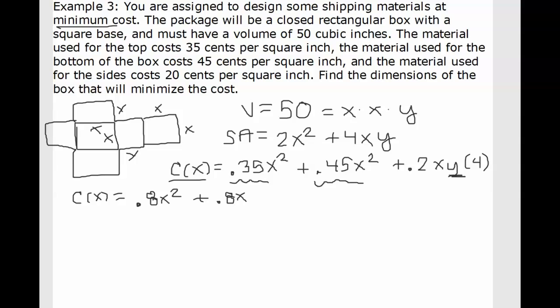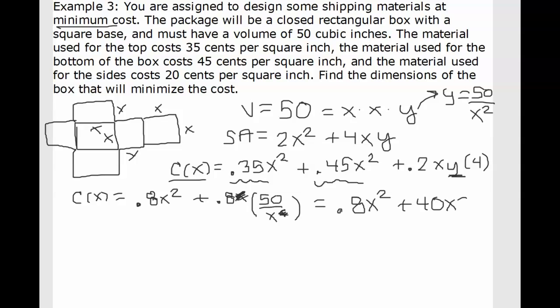And then we're going to substitute in for y. So y is really 50 over x squared. So we're going to multiply that by 50 over x squared. So you can cancel out an x. And 0.8 times 50 is 40. So I have 0.8 x squared plus 40x to the negative 1.